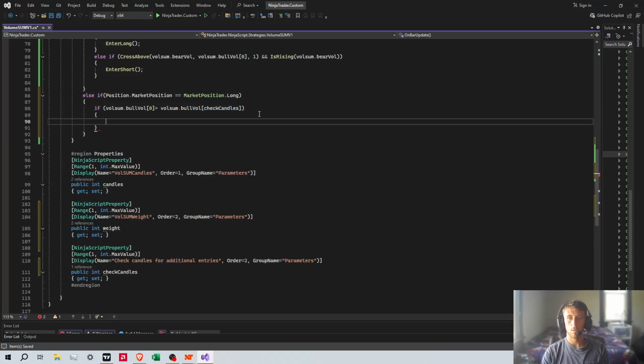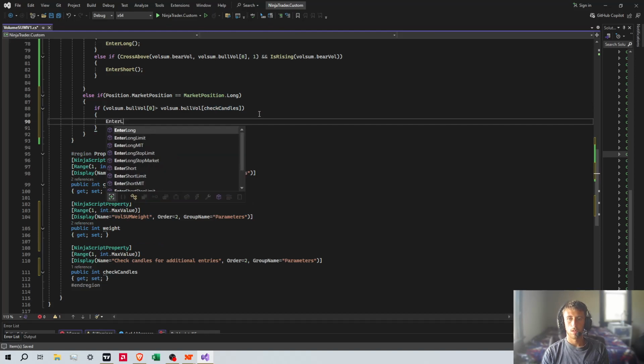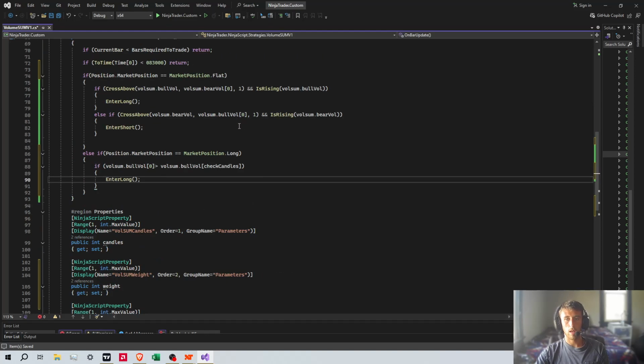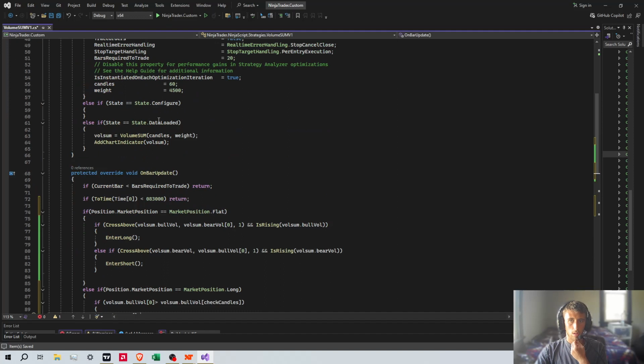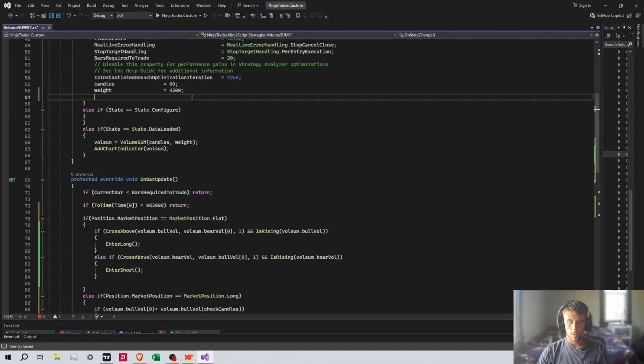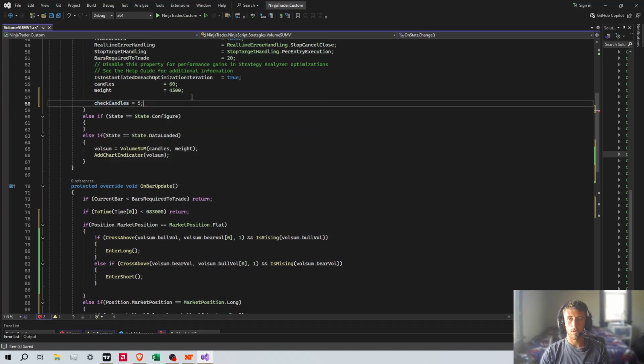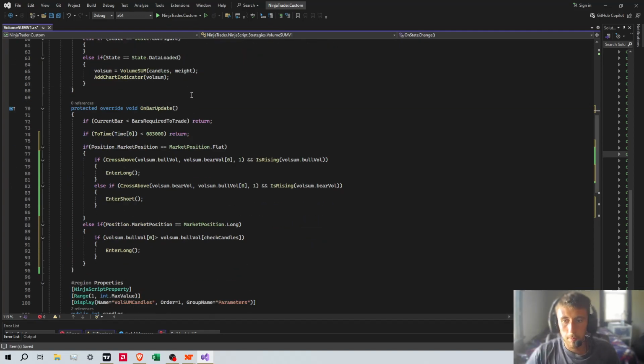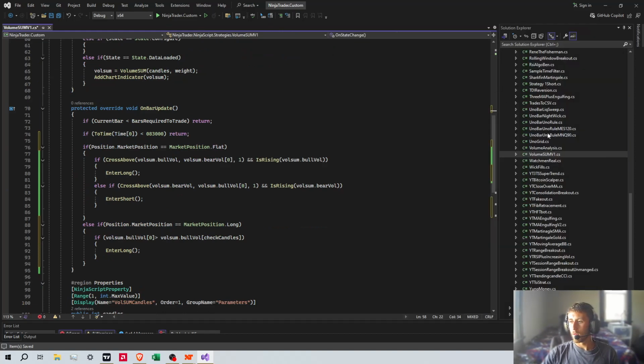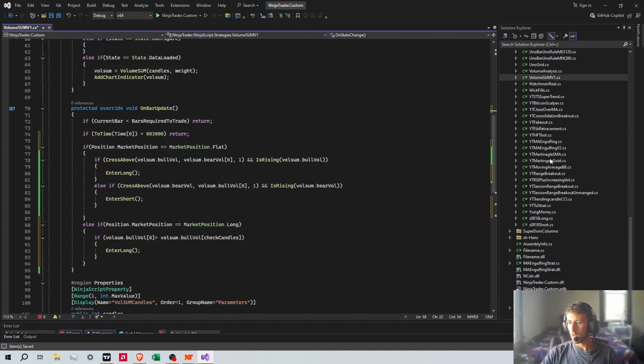Then we are going to enter long again. But let's do check candles equals 5. But we're going to have to do some order management, I believe. So let's open up the grid strategy.